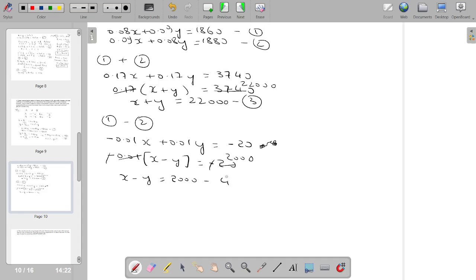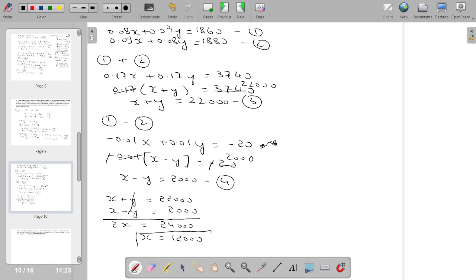Call this equation 4. Now solve 3 and 4 using the elimination method, and we'll get the answers. x plus y is equal to 22,000 and x minus y is equal to 2000. By using elimination, I am eliminating y here. So 2x is equal to 24,000, so x is equal to 24,000 by 2, which is 12,000.